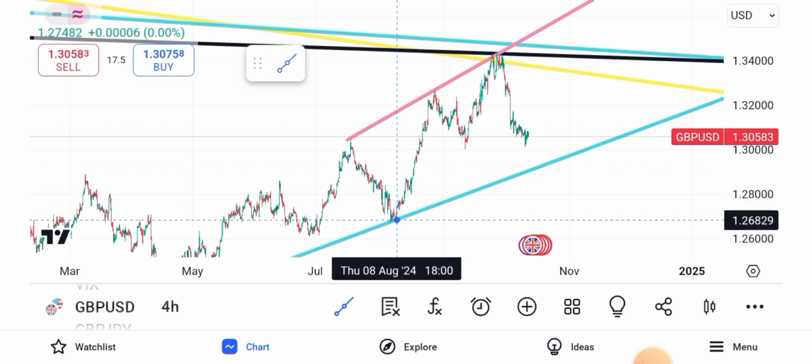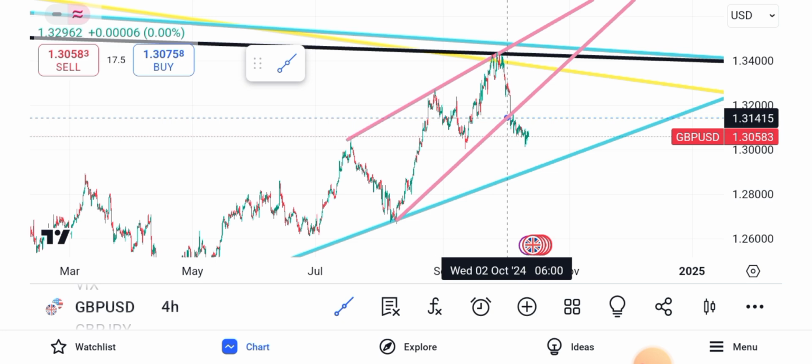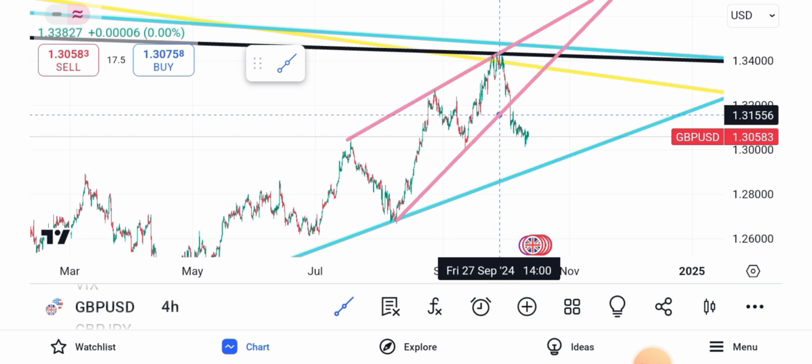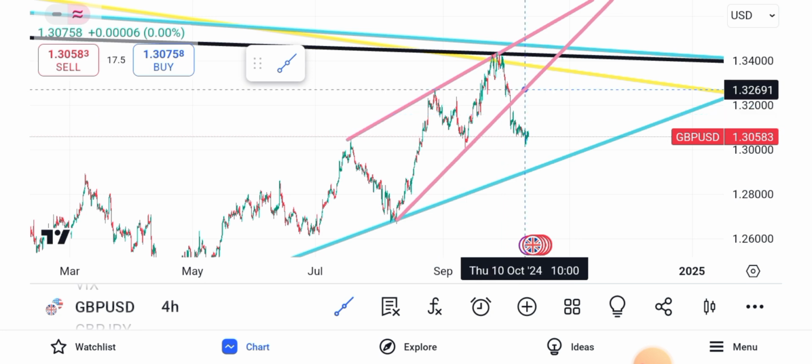And we're going to draw one here at the bottom as well. As you can see, look at that one. Just broke out. And look at the candlestick that broke out this trend line. It's huge, right? And then it went straight down.